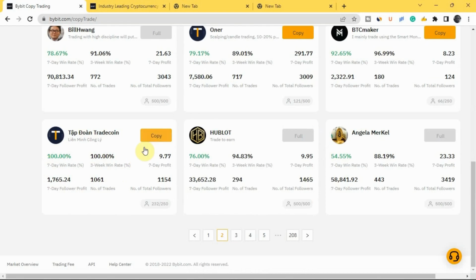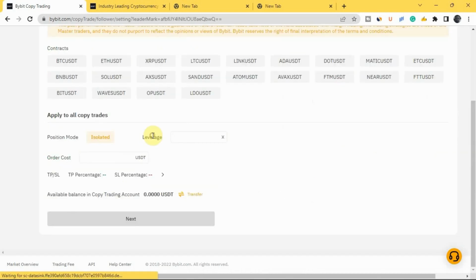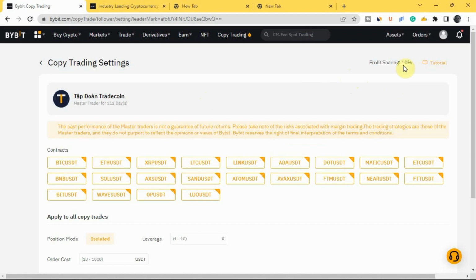So you tap on copy right here. If you want to follow someone, you tap on copy. If you check at the top right corner of the screen right here, you see something called profit sharing 10%. So like I said earlier, when you win trades from anybody's trade, you give them 10% of the profit, not of the capital, of the profit.